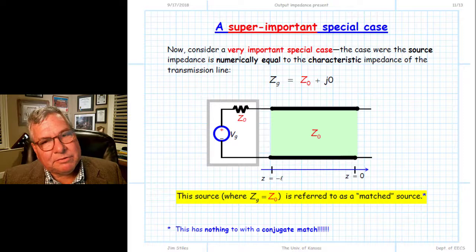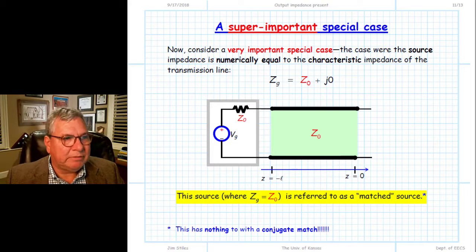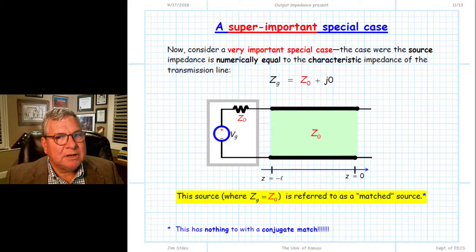All right, everything we've done thus far really leads up to this point, a special case. We're going to look at a special source. In this case, the original source has a source impedance that is numerically equal to the characteristic impedance of the transmission line. ZG is purely real, with the real part equal to the characteristic impedance Z0, and the imaginary part equal to 0. In other words, we have a source whose source impedance is a resistor that is numerically equal to Z0.